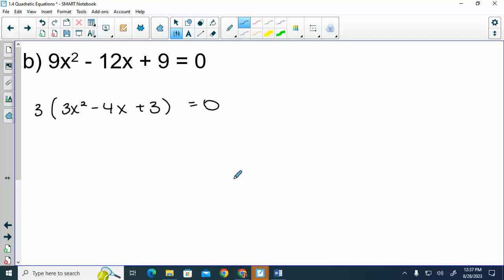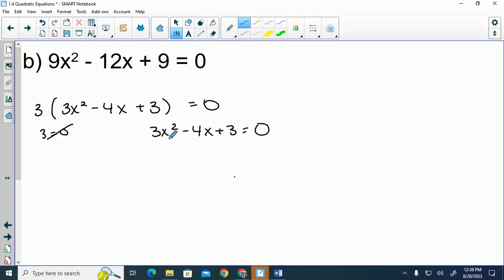Alright. So if I look at this point, does 3 ever equal 0? No. So we really need to know when this inside part equals 0, right? If you try it, slip inside, is there anything that multiplies to 9 and adds to -4? No. So we have to complete the square.